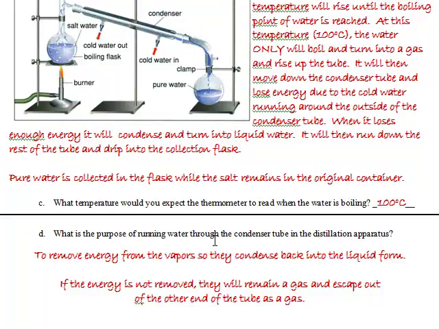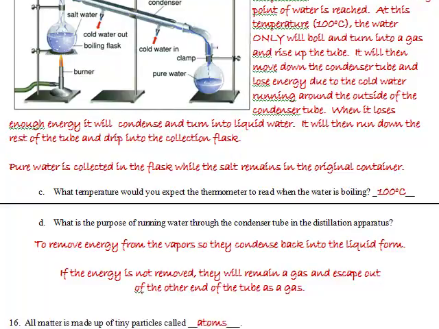What is the primary purpose of running water through the condenser tube? We just mentioned this. The water's job, running around the condenser tube, is to remove energy from the vapors inside the condenser tube so they can condense back into the liquid form. If you don't remove the energy, if you never run water through that condenser tube, then the gas particles are going to go in here and come right back out and then escape into the air. So they'll remain a gas and escape out of the other end of the tube as a gas, and we can't collect anything, so it's useless to even run this experiment. Okay, so that's that concept.